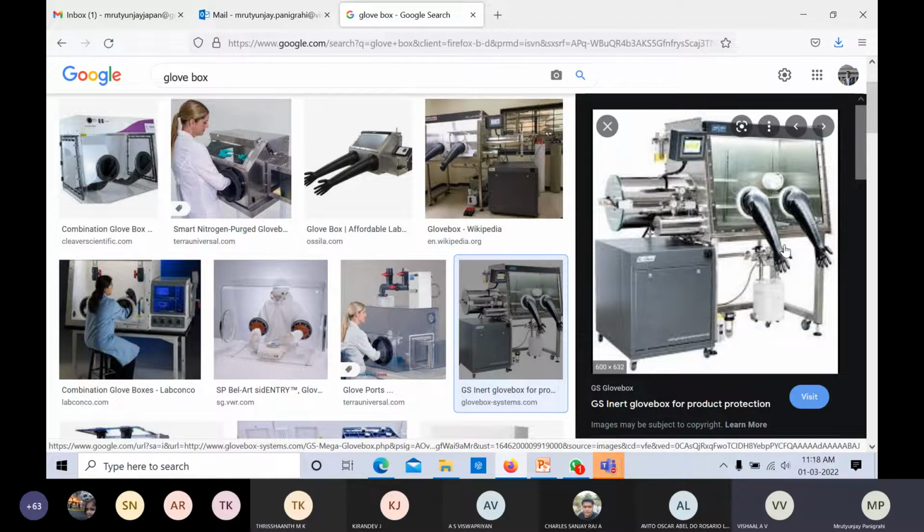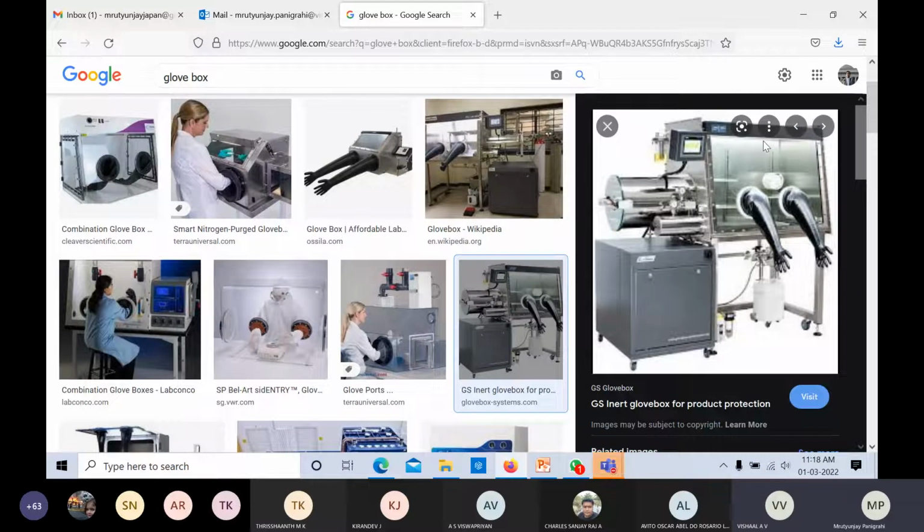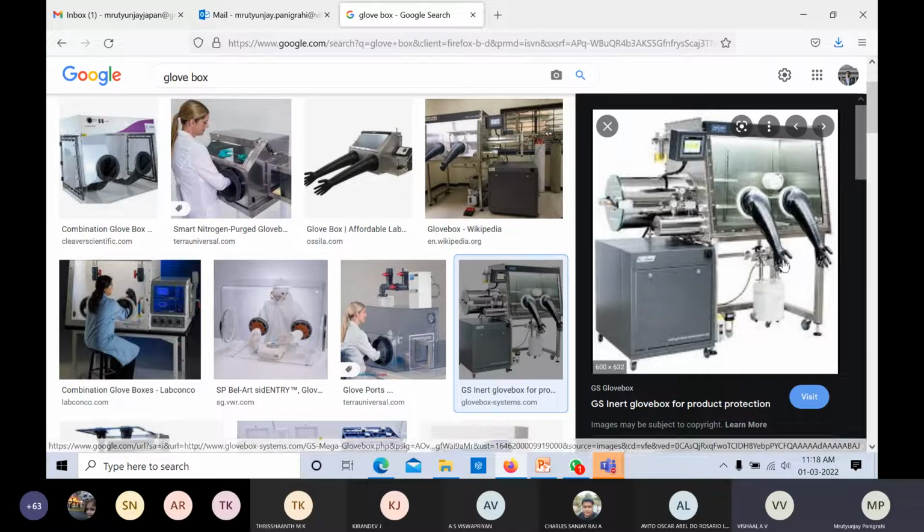Right, these are normally what we call a glove box. These are expensive, maybe around 7-8 lakhs in Indian rupees, but this is recommended. I think in the chemistry department we have one glove box. Maybe when you have free time, when we meet, we can see this kind of glove box.